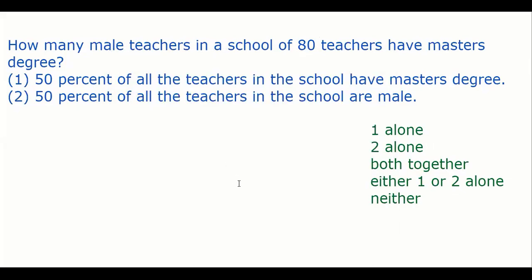Question is, how many male teachers in a school of 80 teachers have master degree? From the given data 1 and 2 or 1 or 2, can you find out how many teachers are there in a school who have master's degree? Total teachers are 80 is given.